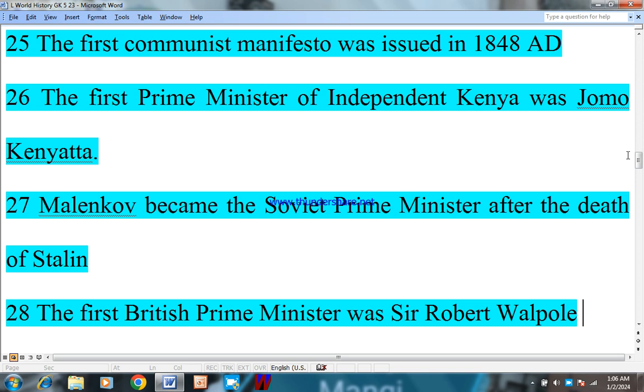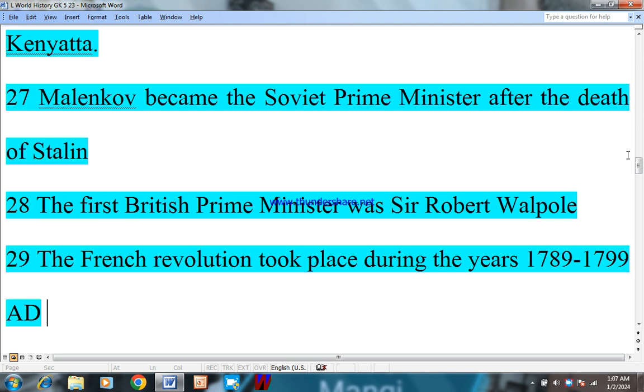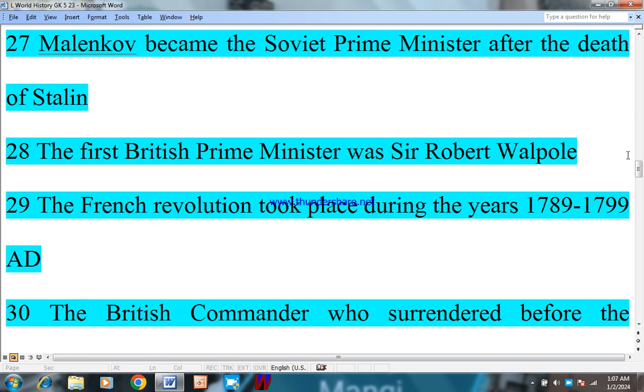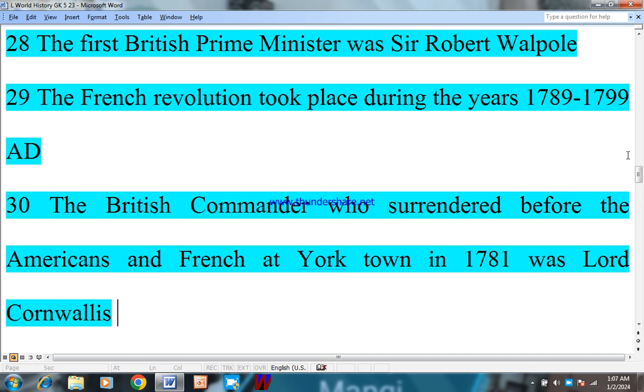Number 26, the first Prime Minister of independent Kenya was Jomo Kenyatta. Number 27, Malenkov became the Soviet Prime Minister after the death of Stalin. Number 28, the first British Prime Minister was Sir Robert Walpole. Number 29, the French Revolution took place during the years 1789 to 1799 AD.